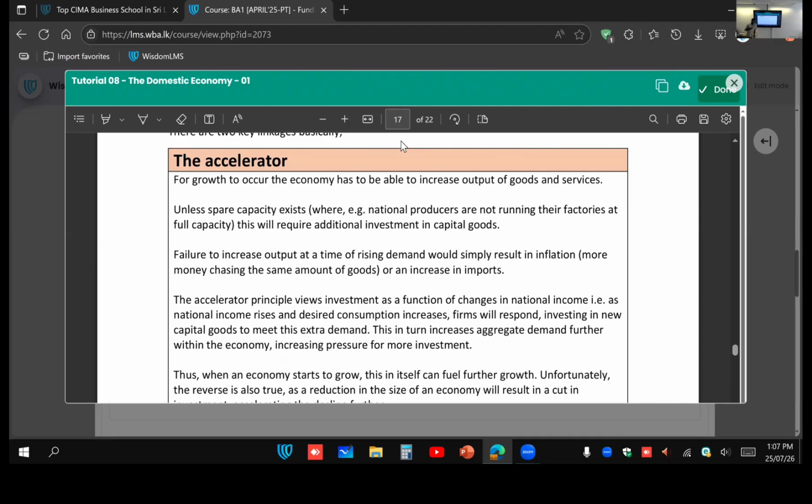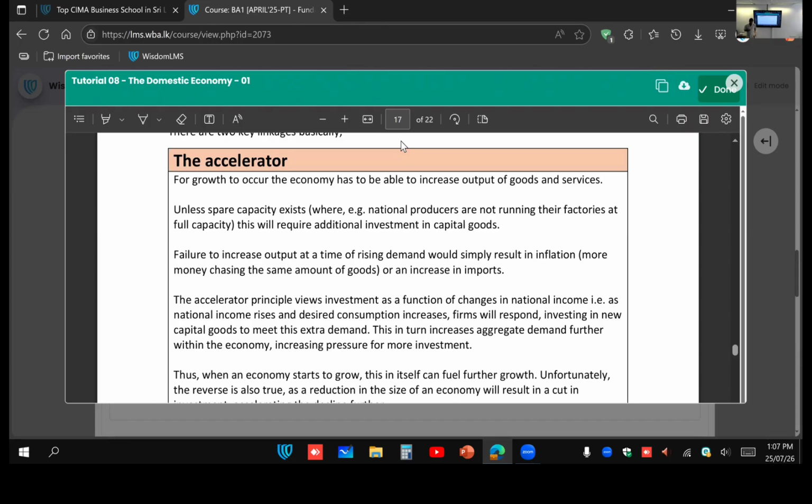Yes. There can be manufacturers or producers who are not producing up to their maximum potential all the time. Imagine a vehicle manufacturer in a country like Japan, imagine Toyota. They might have this kind of potential, but do they produce? No. They will match the market demand, because resources are limited and they don't want extra output. Clear? So unless spare capacity exists, where national producers are not running their factories at full capacity, this will require additional investment in capital goods.